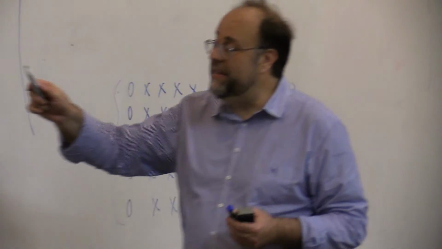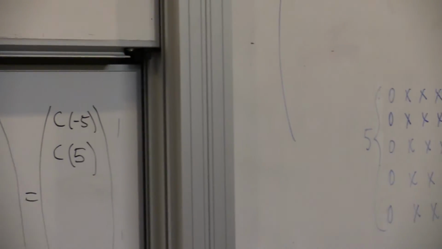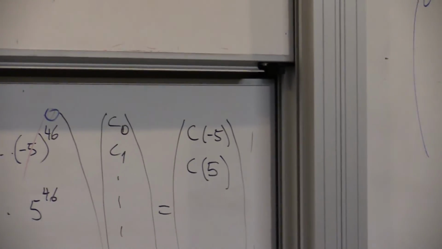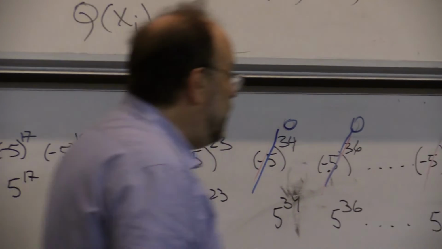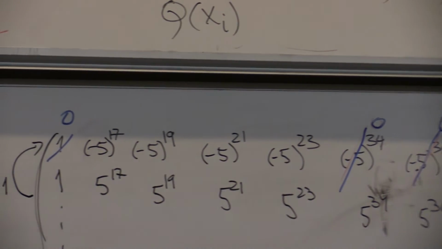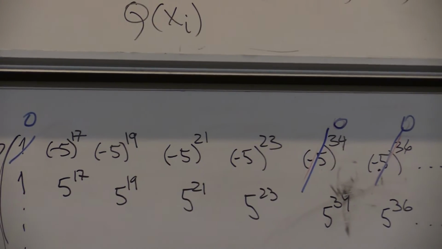So the determinant of this matrix is singular. Its determinant is 0. So what do we have to avoid? We have to avoid forming 5 pairs, so that this no longer works.